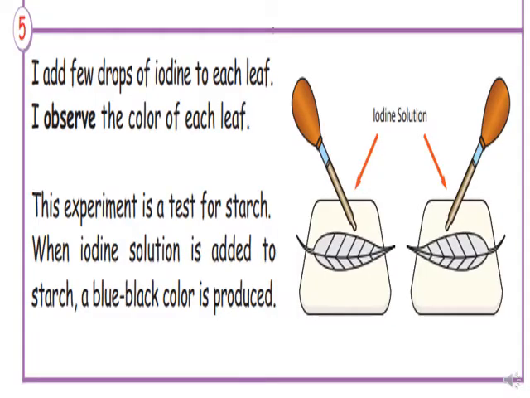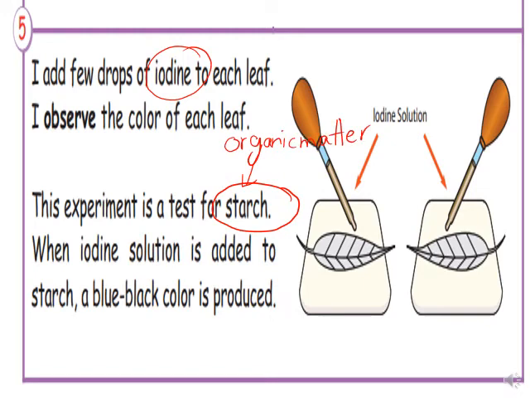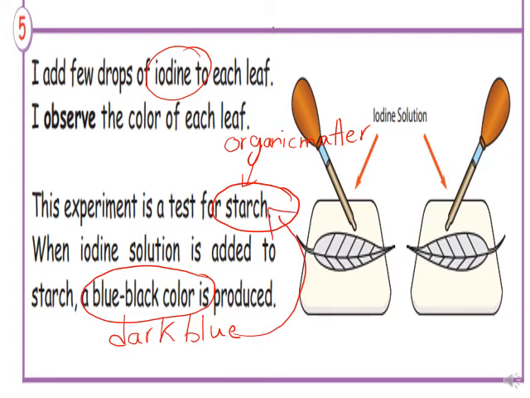Step number 5, we add a few drops of iodine to each leaf and we observe the color of each leaf. This is the iodine test, which is done to test for the presence of starch. This is the organic matter, the starch. The starch is produced by the green plants. So when iodine is added, starch will give a blue black color, or we can say a dark blue color. So dark blue color means that we have starch with the iodine solution or iodine test.